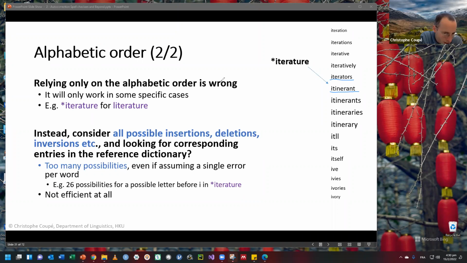The problem with that is that even if you assume a single error per word, I've told you about this before, there are way too many possibilities. If you have iterature, just if you consider a possible insertion in the first place, you have 26 possibilities. But then the insertion could be in second place or third place or fourth place. It could be a deletion, and it could be this, and it could be that. You end up with dozens of thousands of possible options. You could still do it, but it's not efficient at all. It will take way too much time. That's why if we could come up with something a bit better, that would be very nice.